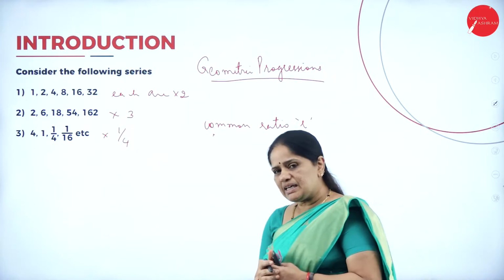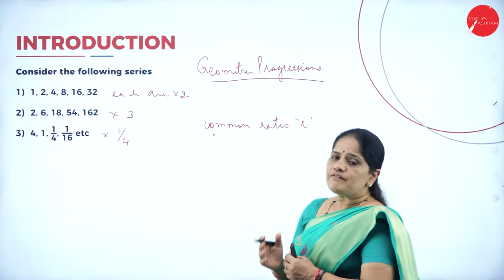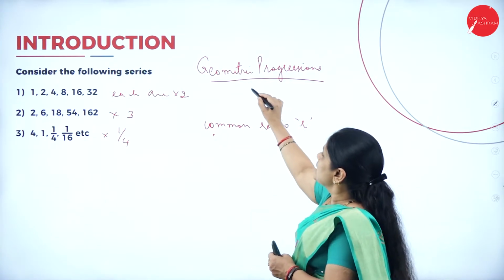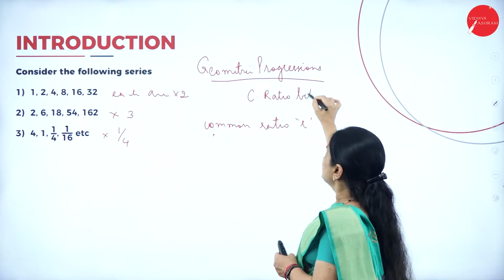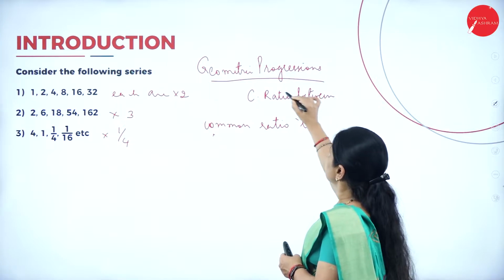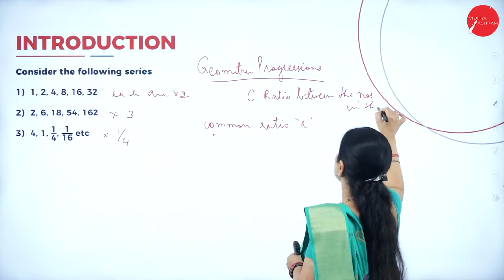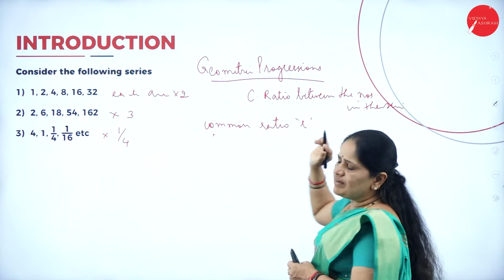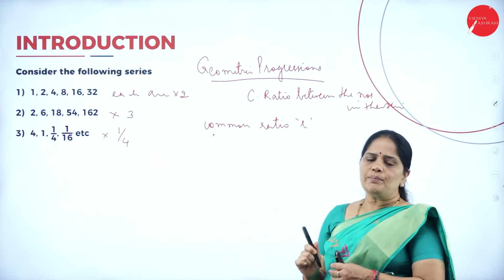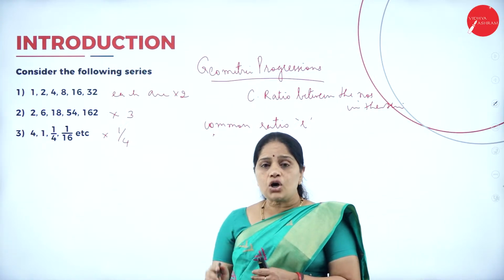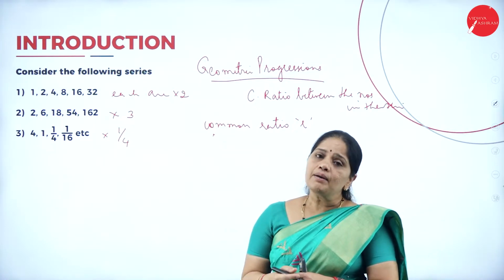So in arithmetic progression there will be a common difference between numbers, whereas in a geometric progression there is a common ratio between the numbers in the series. So whenever we have a common ratio between the numbers, we call it a geometric progression. When there is a common difference between numbers, we call it an arithmetic progression.